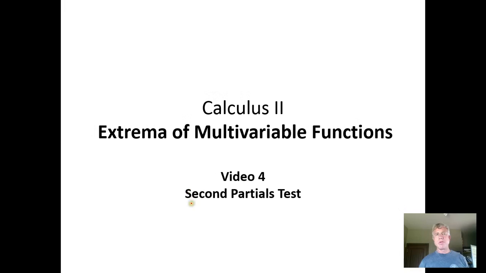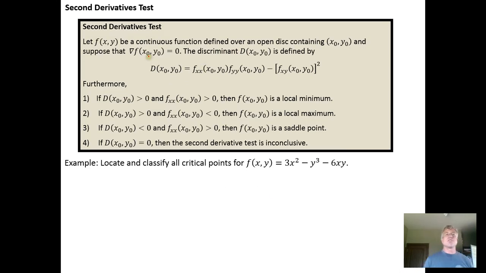So in this video we're going to go over the second partials test for relative extrema. Just like there's a second derivative test for functions of one variable, there's a second partial derivatives test for functions of two variables. And the second partials test can be used when the gradient of the function you're working with is equal to 0 at a critical point, x naught, y naught.